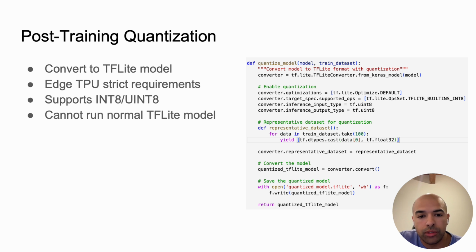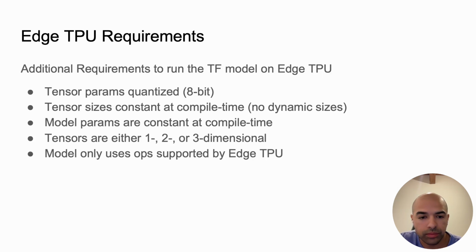So after compiling the model and converting it to a TF Lite model, we actually also have to do some post-training quantization. This is to make it compatible with the Edge TPU device. It has very strict requirements. It only supports 8-bit integer operations, and it can't run normal TF Lite models. So here, this is just the code for quantizing the model.